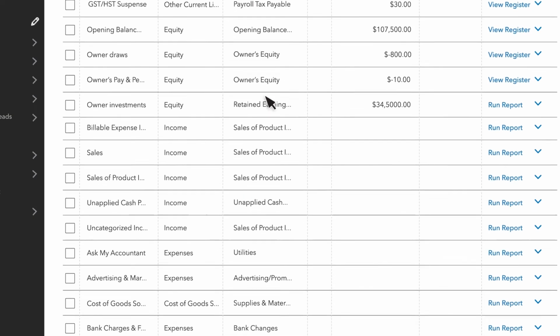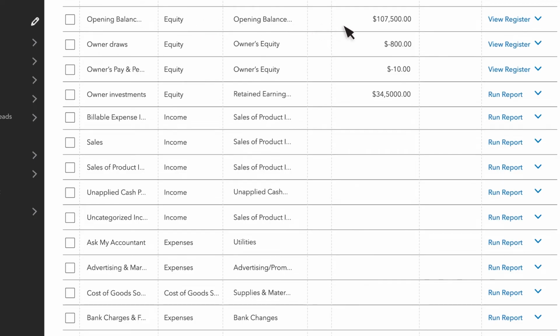Equity accounts show you how much the business is worth to the owner. They also help you track ways the owner invests or draws money from the business. You use equity accounts when the owner deposits money into the business or when they withdraw money for their personal expenses. Income accounts help you track the money you receive from customers or donors.